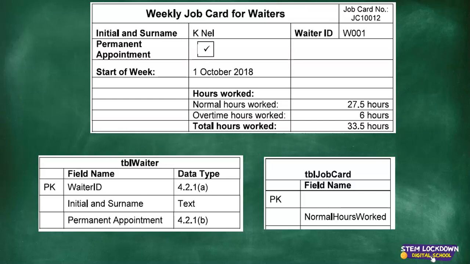Then the question further asked, what other fields would you add? And you'll definitely add the start week, as well as they've given you the normal hours worked. And then the only other field you will add is the overtime hours worked. You won't add the total hours because that would be redundant. You may not add a field that can be calculated from other fields in a table. And since I already have normal hours and overtime hours in this table TBL job card, there would be no point in adding the total hours worked, because that I can just calculate by adding up the two others.